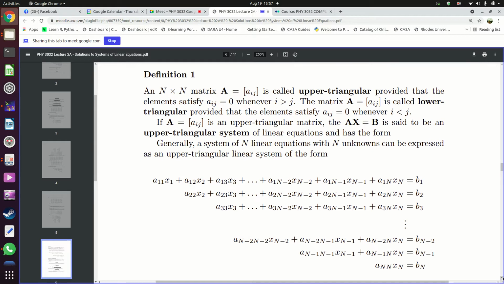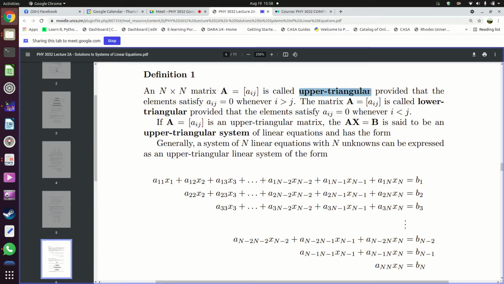Generally, how do you form an upper triangular matrix? If you have a matrix which has the same number of rows and columns, like in this case matrix A, with whatever coefficients are in that matrix, the coefficients are Aij, where i is the row and j is the column.